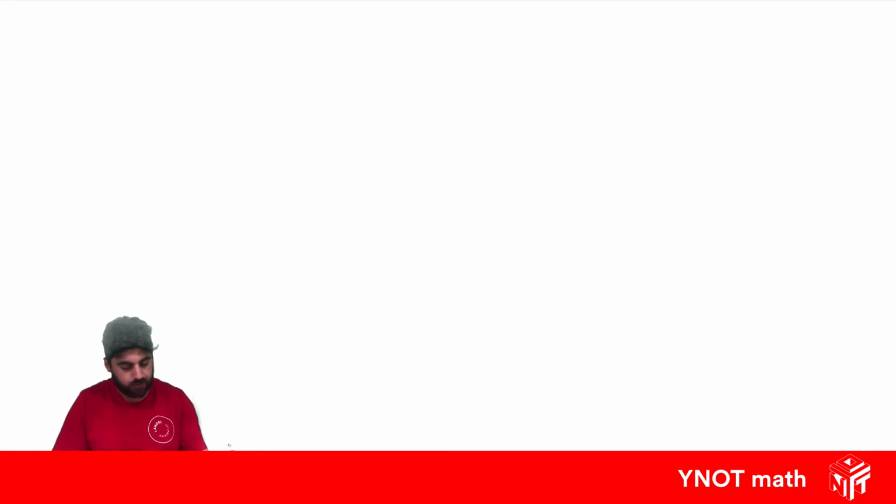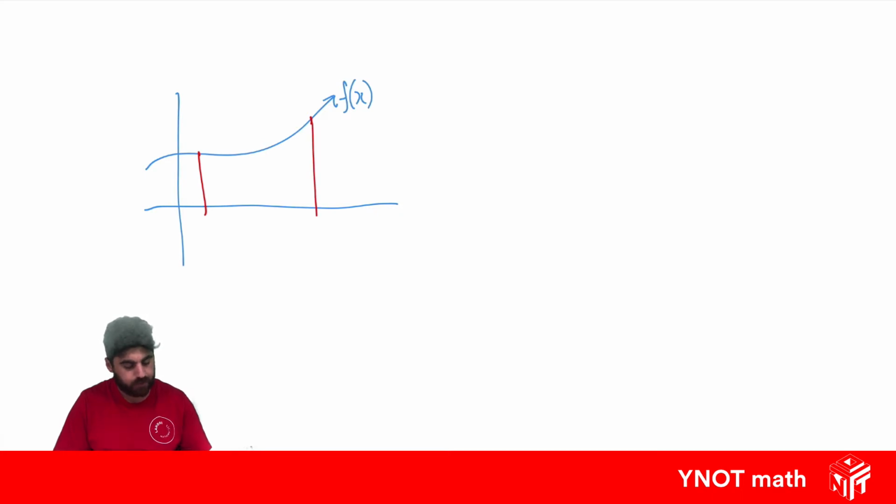If we had a function, say like this, and we wanted to find the area between here and here, we could connect these 2 points and find the area of that trapezium, and that would be an approximation to the area under the curve. We would have this little extra area, but it would be an approximation under the curve.